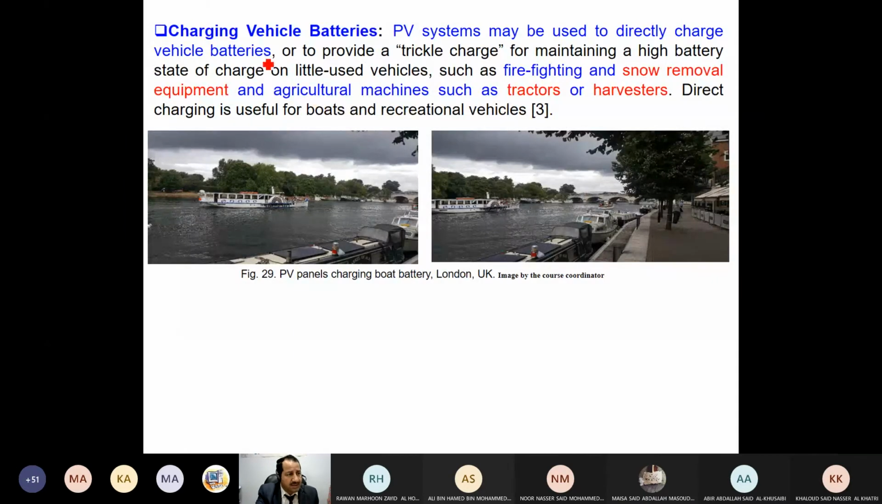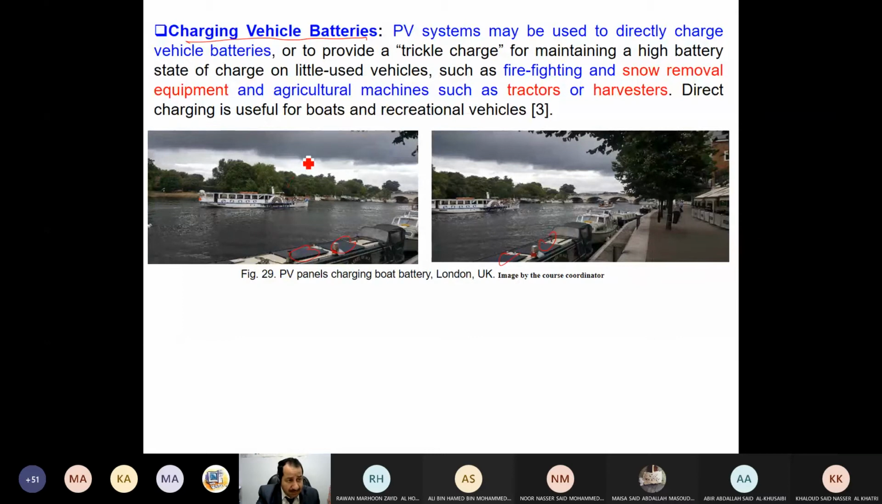Also, some of the applications are charging vehicles' batteries. Okay, I took these photos in London. You can see here people on the ships on the Tyne. They put panels on their ships and their homes. They use the electricity produced by the panels.